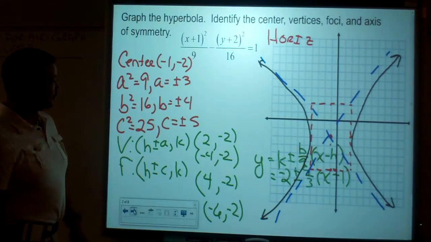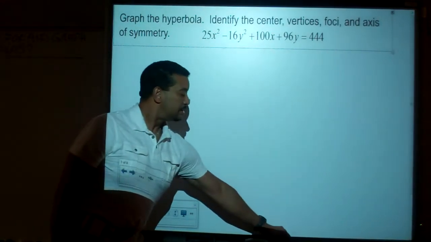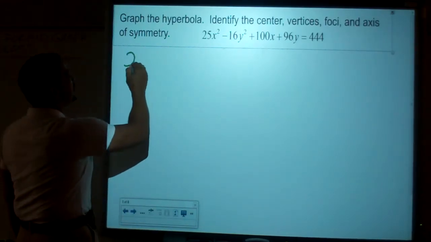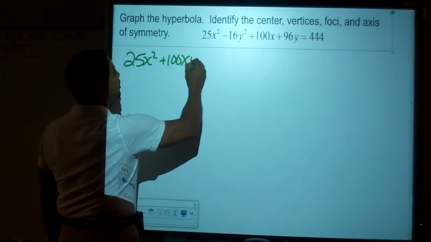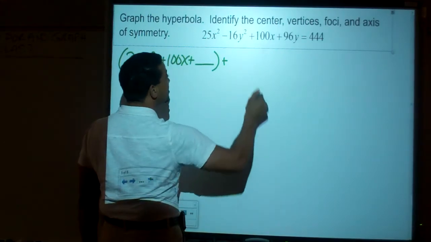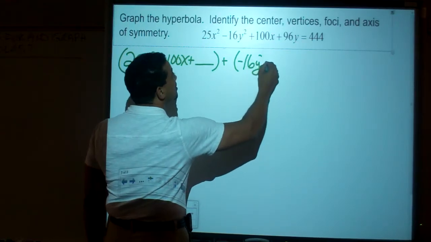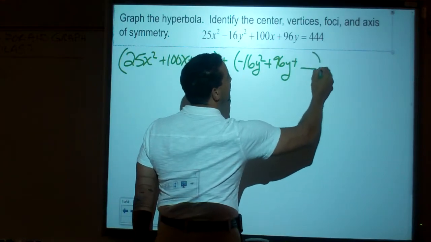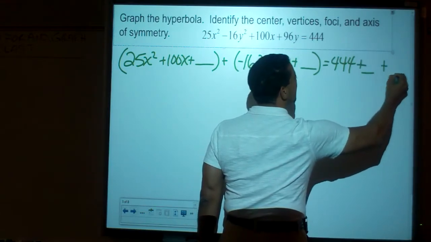Alright, so next one, we're going to take it this way, everybody's favorite, where we have to use our completing the square. So remember, with completing the square, we put things together that are the same. So we've got our x's together, they're blank, and of course we've got our y squareds together. Another blank equals our 444, and our 2 blanks after those.